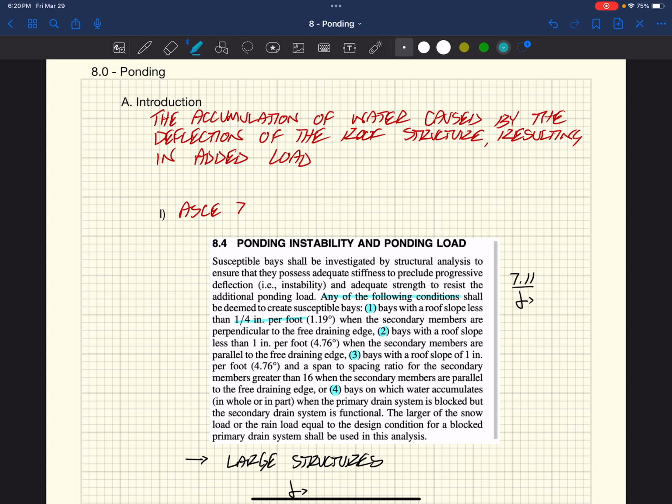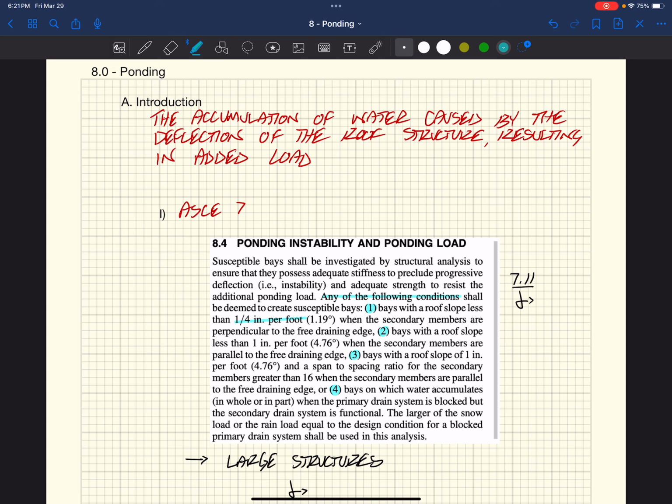Second is bays with a roof slope less than 1 inch per foot when the secondary members are parallel to the free draining edge. And so 1 inch per foot, free draining, you don't necessarily have a lot of those. Office buildings, typically I would say there's a lot of parapets in office buildings. The one that comes to mind is like the Murdochs in Four Corners. Most of the Murdochs buildings that you see are basically the same building. I've done a couple of them, and they free drain from the front of the building to the back of the building. So we sloped our structure. I think it was 1/4 inch per foot. And so the back edge is free draining.